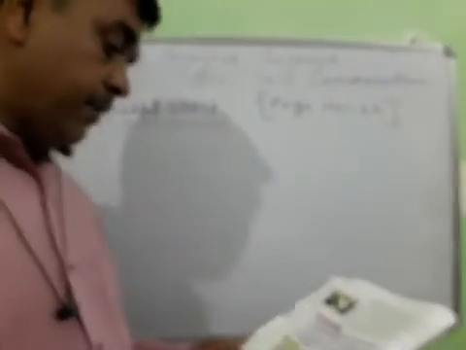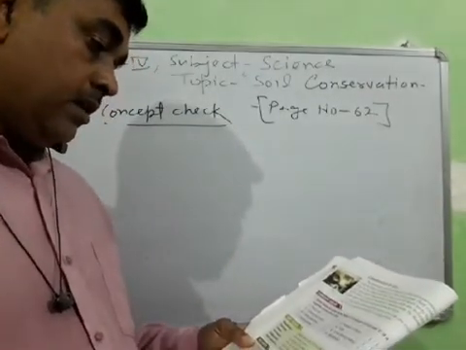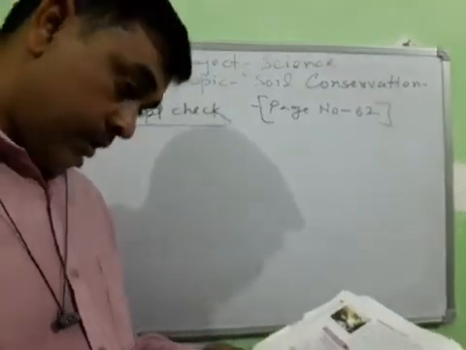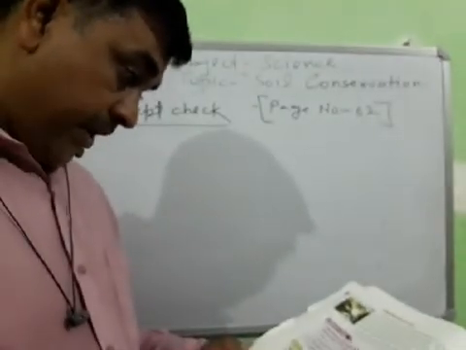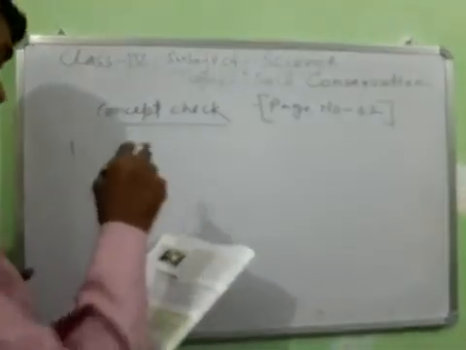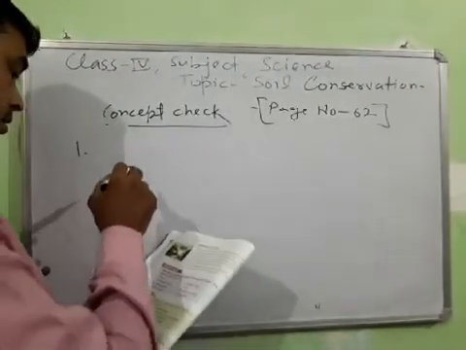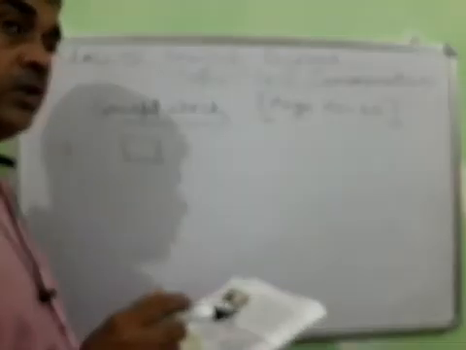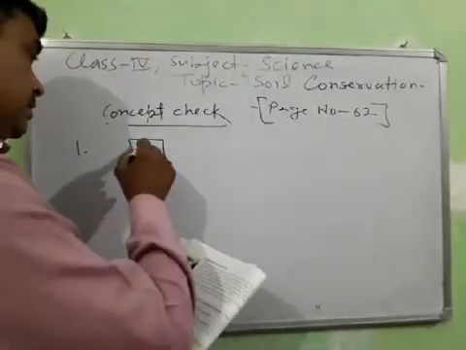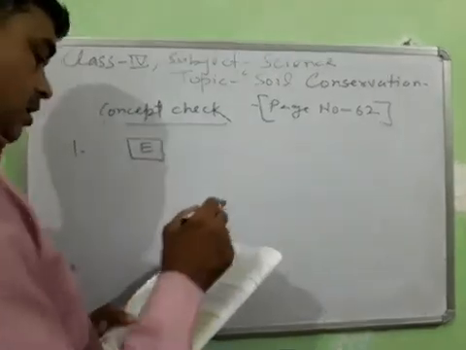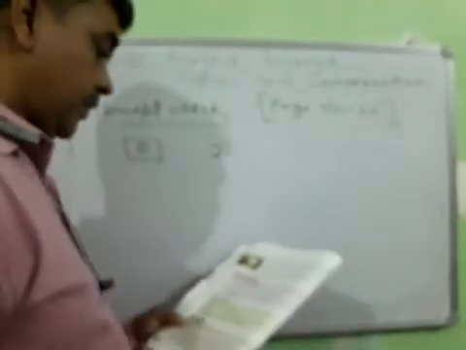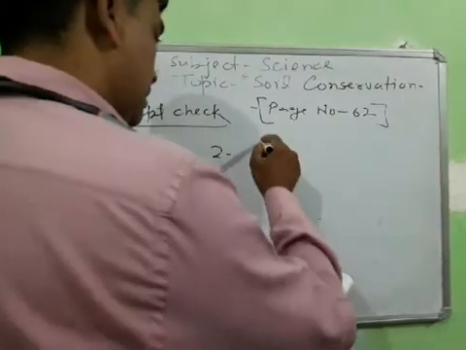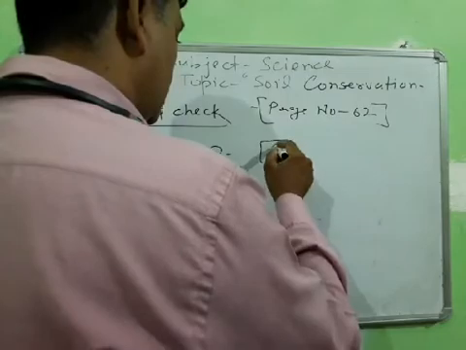Some factors are given below. Write E if it causes erosion, and C if it supports conservation of soil. Okay student, suppose heavy rain. First, heavy rain. Due to heavy rain, soil erosion takes place. So E. And 2, plantation of trees, this is conservation of soil. So fill in the C.